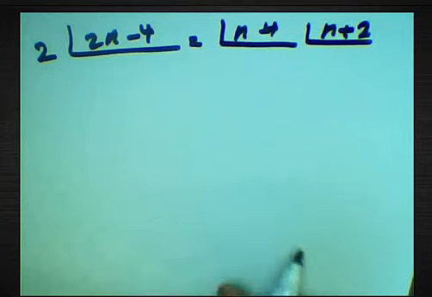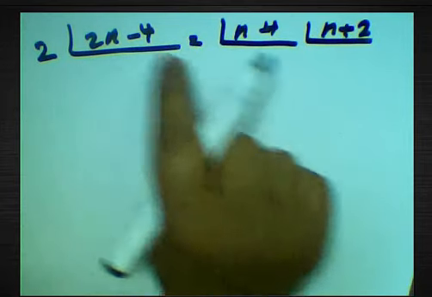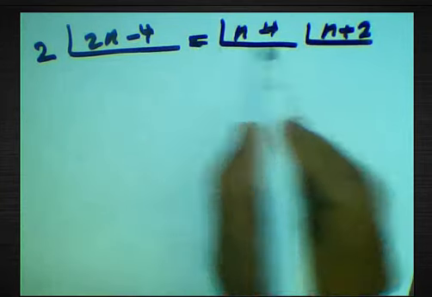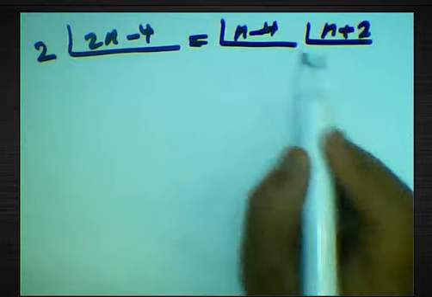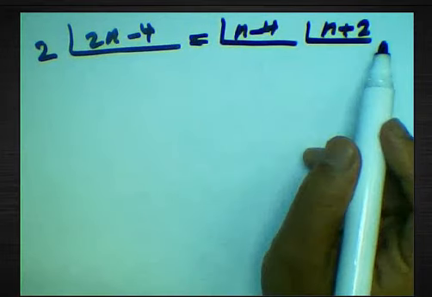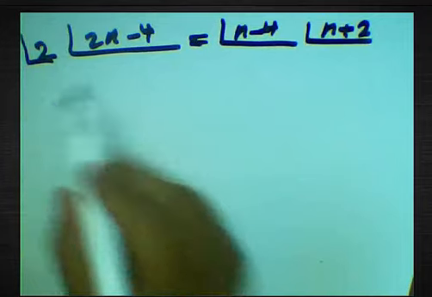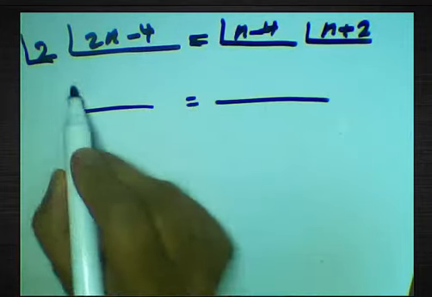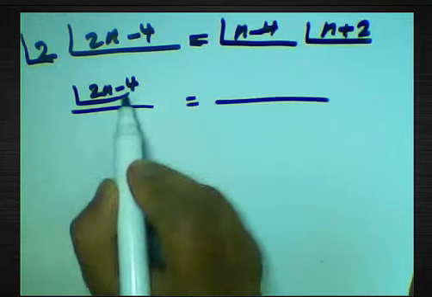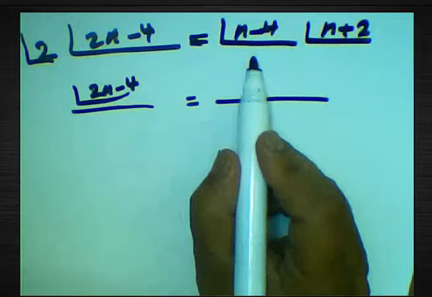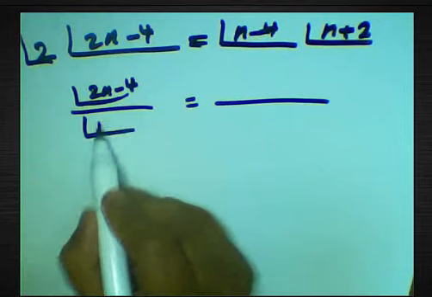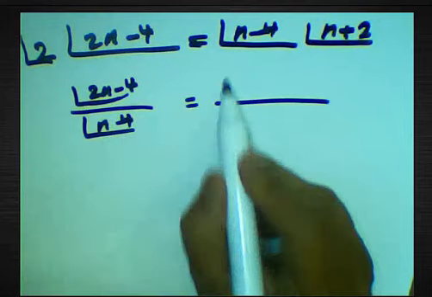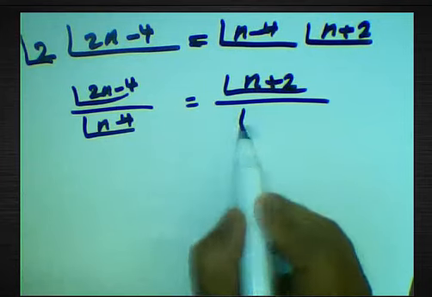Solve the example to find the unknown n: (2n minus 4)! over (n minus 4)! equals (n plus 2)! over 2!. We can write factorial 2 equals 2, and then we can divide: (2n minus 4)! over (n minus 4)!, and write (n plus 2)! over factorial 2.